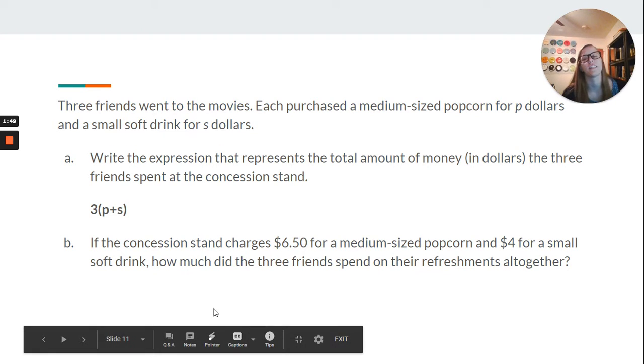Now it says if the concession stand charges $6.50 for a medium-sized popcorn and $4 for a small soft drink, how much did the three friends spend on their refreshments altogether? So we're going to put those numbers into our equation. So we have 3 times (6.50 plus 4). Now first we're going to do 6.50 plus 4. So that's 10.50 times 3 is 31.50. So that's how much they spent altogether.